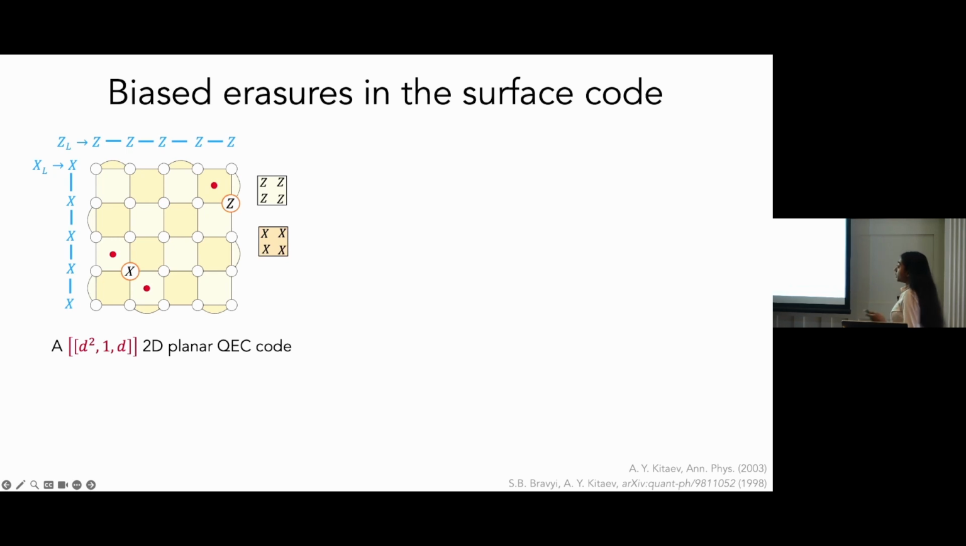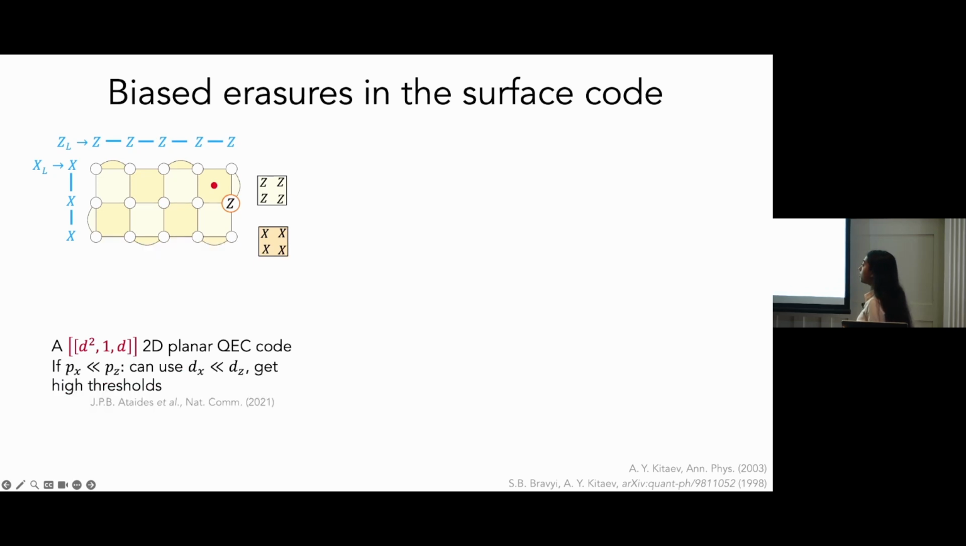It was actually studied very well at the University of Sydney that if you have biased noise, which means that the probability of Z errors occurring is much more than X errors, then you can use a thinner surface code because you don't have to protect against X errors to that extent. And you can get high thresholds using Clifford deformations and using the XZZX surface code. So for this particular thinner surface code, I still need 5 Z errors to create a logical operator. But because X errors happen less often, I reduced my protection to X errors, and I'm saying that it's fine if 3 X errors lead to a logical operator.